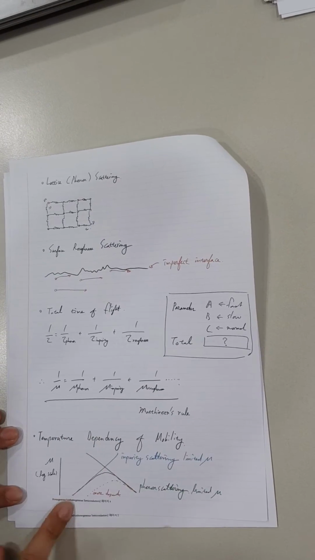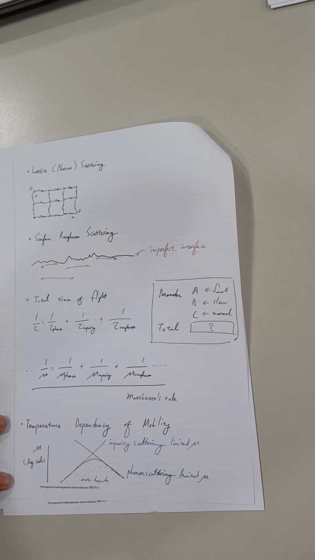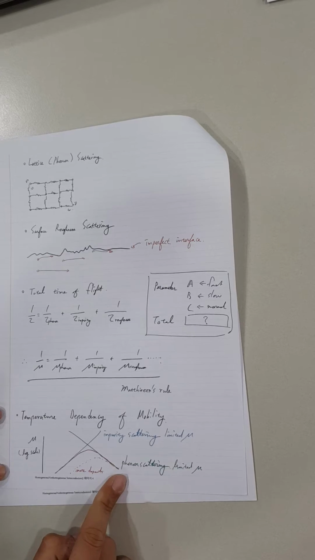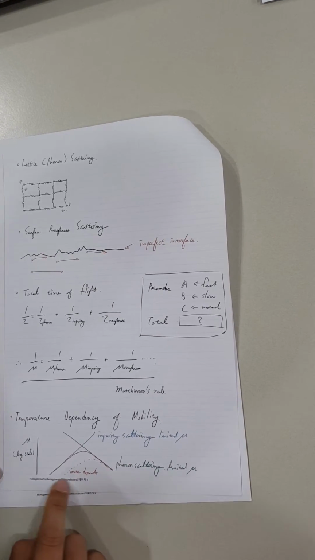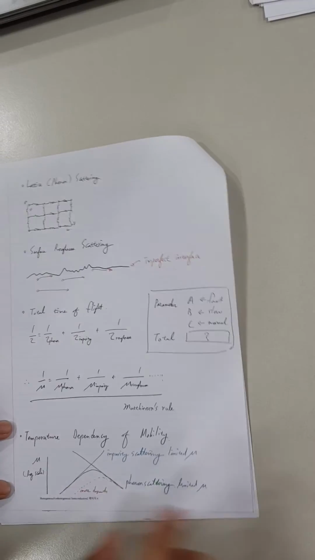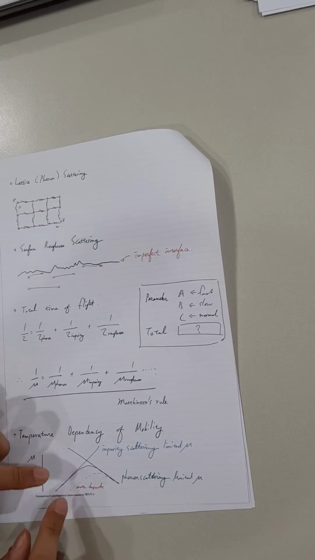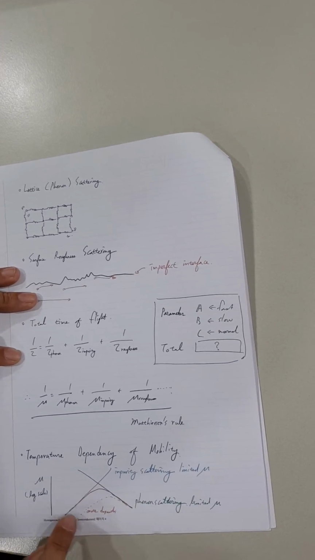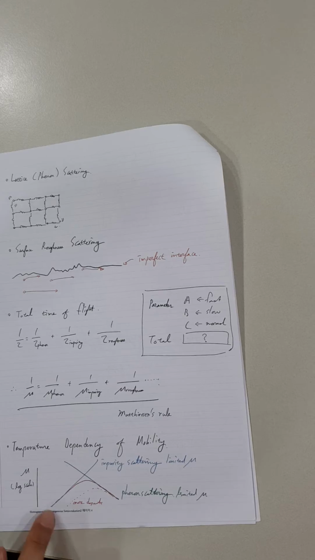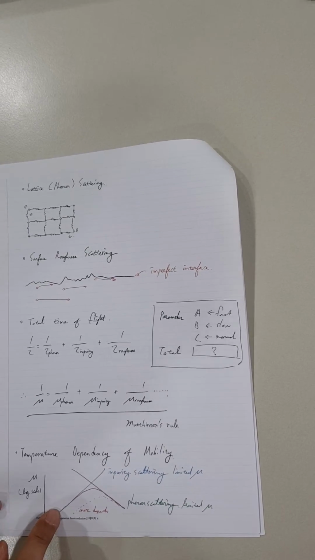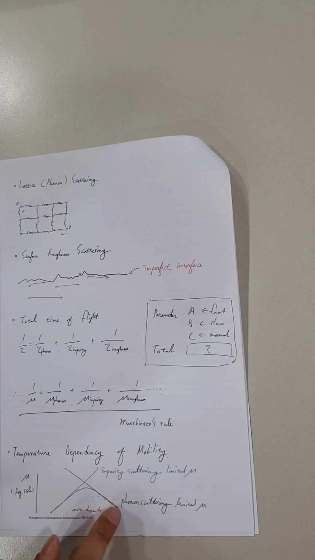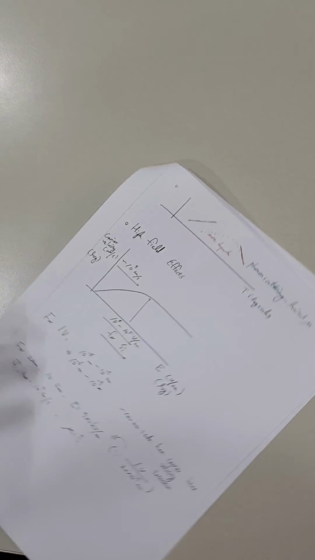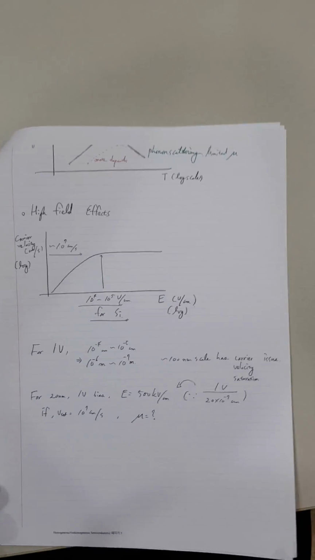And next we have learned about temperature dependency of mobility. As you can see in this diagram, the blue represents impurity scattering limited mobility, and green represents phonon scattering limited mobility, and the red represents the summation. With more dopant, this red curve tends to follow the lower mobility like this.